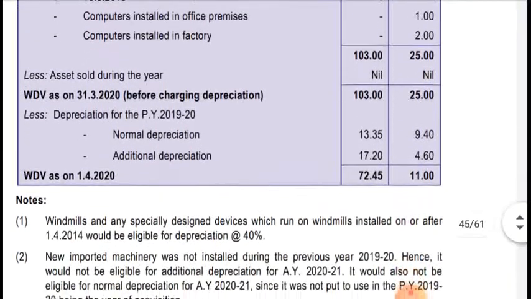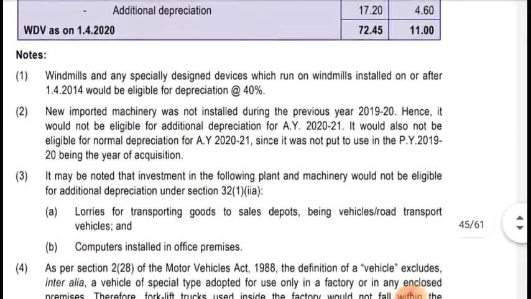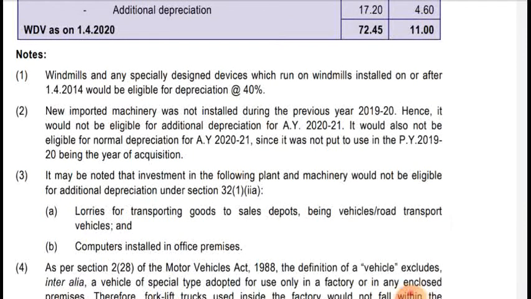Let's see, 2 notes are given for that. What are the notes? Windmills and any specifically designed device which runs on windmills, installed on or after 1st April 2014, would be eligible for depreciation at the rate of 40%. As I said, on a windmill purchased on or after 1st April 2014, 40% depreciation will be charged.